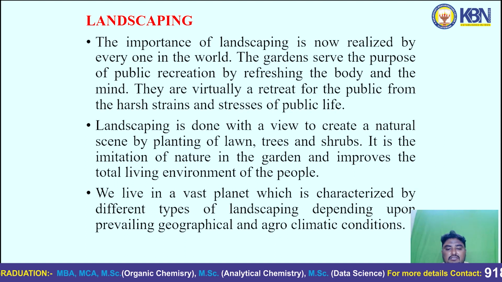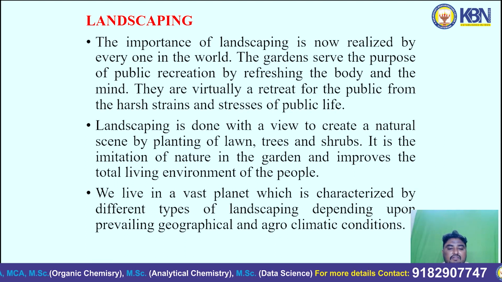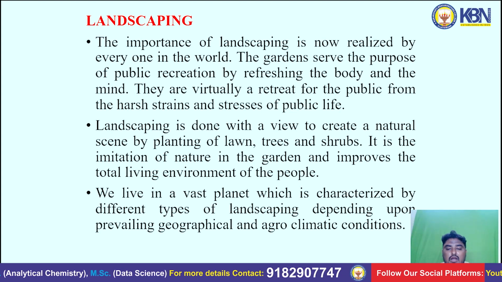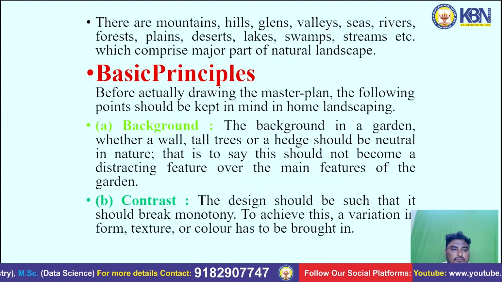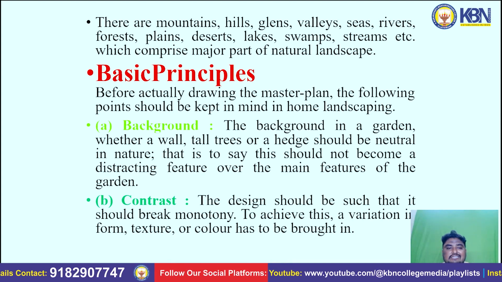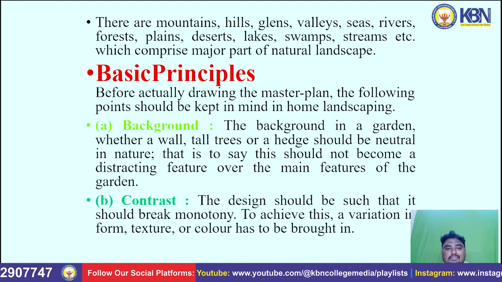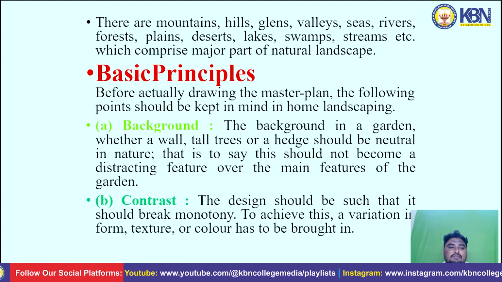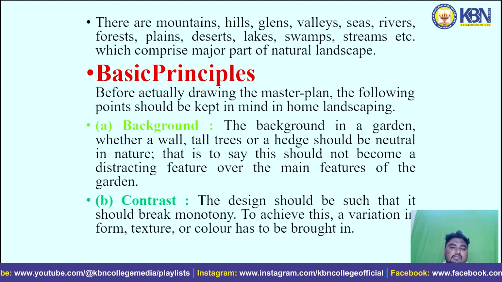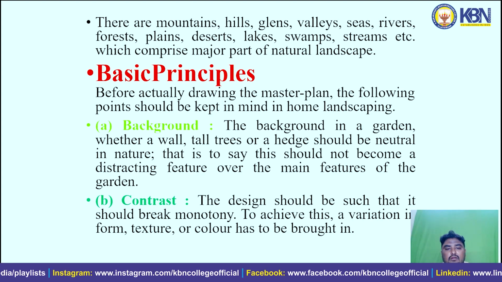We live on a vast planet which is characterized by different types of landscaping depending upon the prevailing geographical and agroclimatic conditions. First, there are mountains, hills, glens, valleys, seas, rivers, forests, plains, deserts, lakes, swamps, streams, etc., which comprise a major part of the natural landscape. The basic principles of landscaping. Before actually drawing the master plan, the following points should be kept in mind in home landscaping.